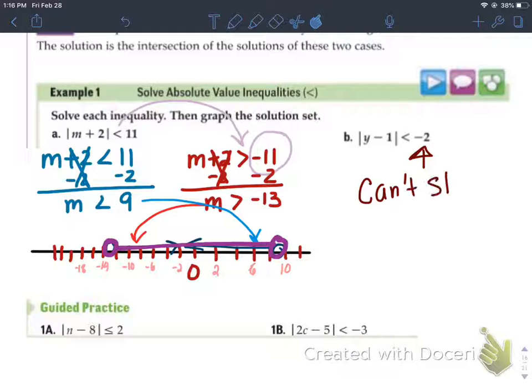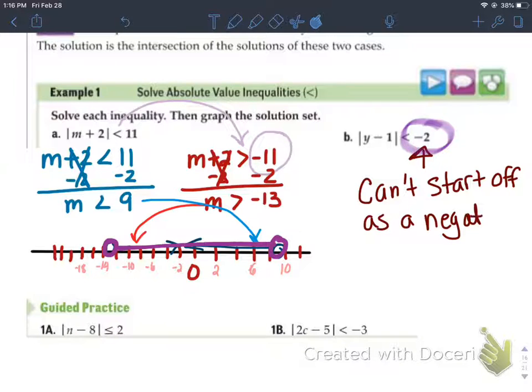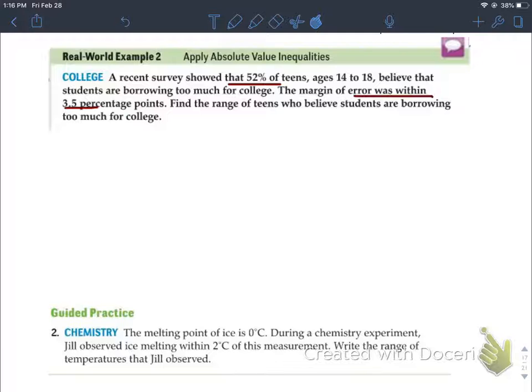In example 2, we see that it is a negative solution. You cannot start with a negative. We cannot say that something that's being absolute valued is equal to, less than, or equal to, less than, greater than, any of the symbols. It cannot be a negative to start with. They cannot give you a negative. That is a no solution. So we cannot start off as a negative. That's a no solution. So try the two below, and we will go over them on Monday.